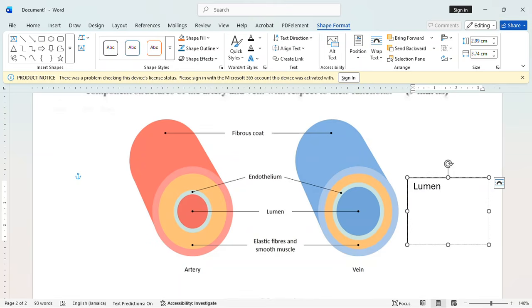So we're looking at the lumen. We're seeing the lumen. What do you notice about the lumen in the artery versus the vein? All right. Now, why is that the case?